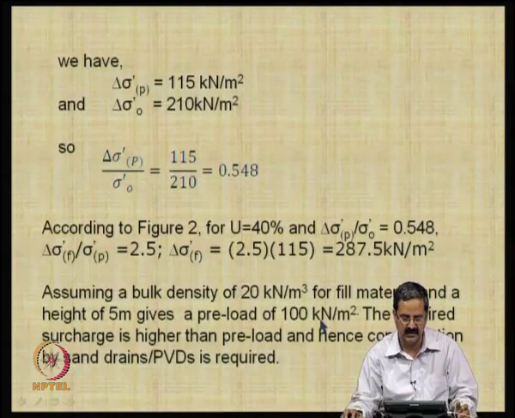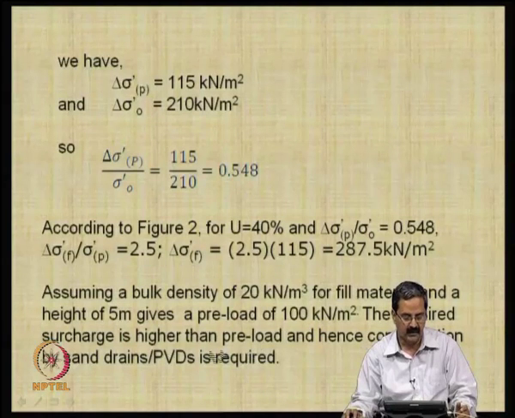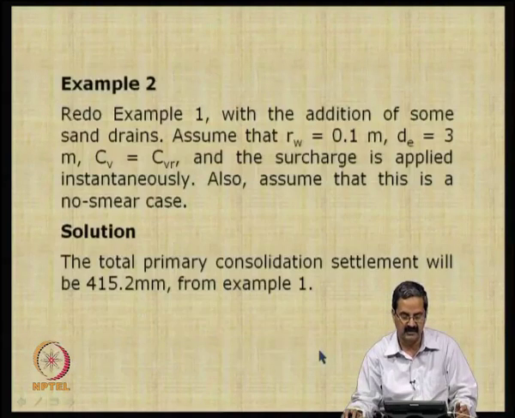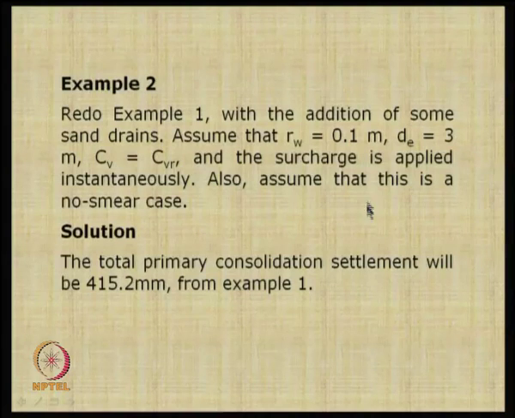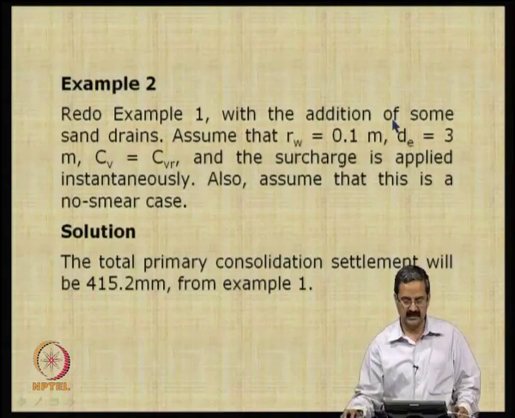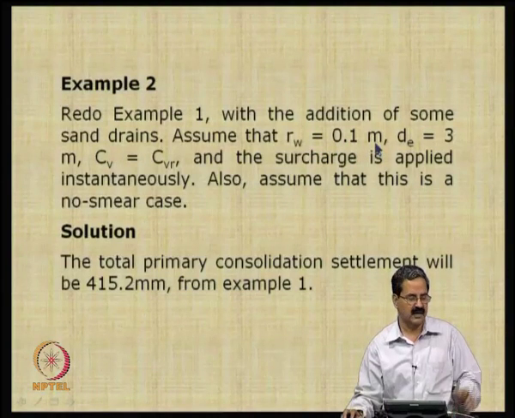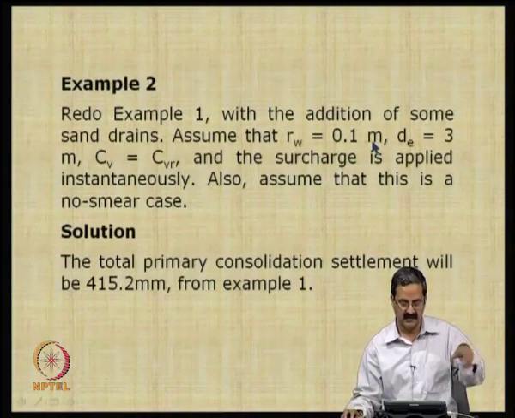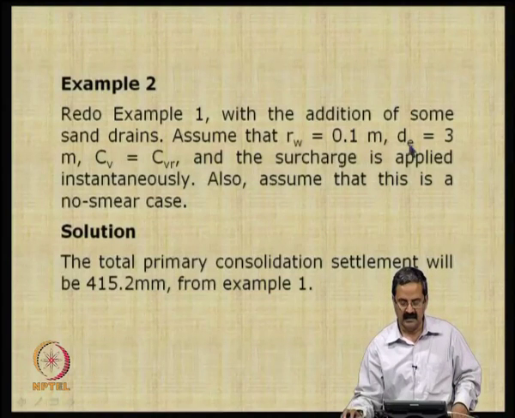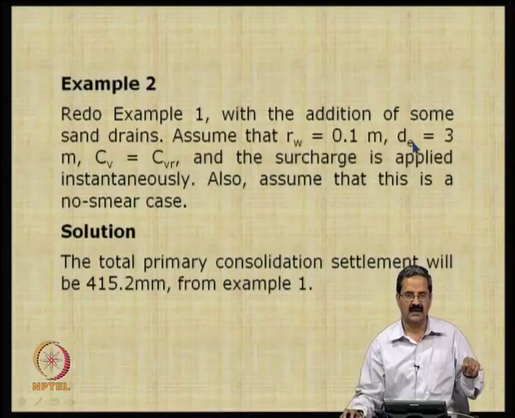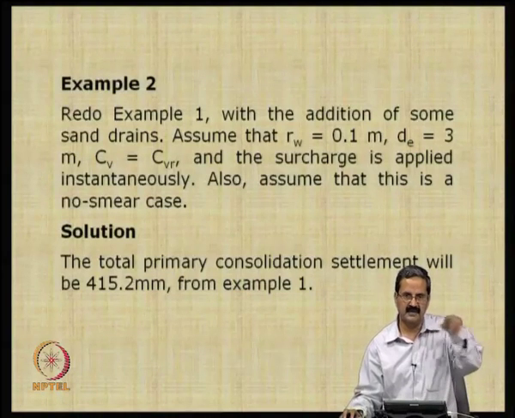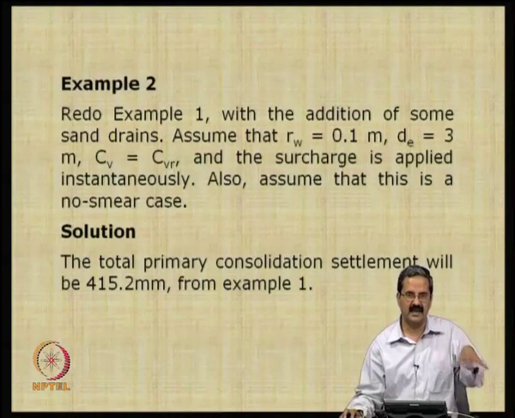So, your objective is to reduce this preload, and that is best achieved by using sand drains or PVDs, as we will see. Say for example, I try to redo the example with sand drains. Assume that the radius of the sand drain is about 0.1 meters, or 10 centimeters radius, or 20 centimeters diameter, and there is an effective diameter, as I mentioned last time, an area of influence around which it acts as a drainage layer.